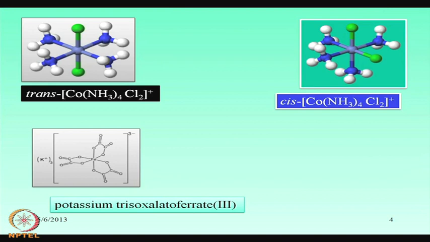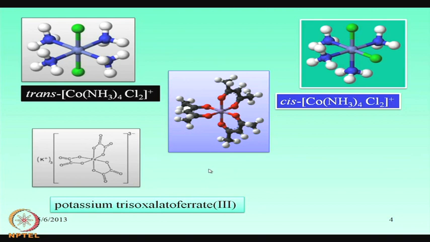So, it is known as potassium tris oxalato ferrate 3, and since this molecule does not have any other second type of donor atom, we do not get the corresponding trans geometry or the cis geometry out of this molecule. Only again a homoleptic situation is occurring there, and the FeO6 coordination sphere is generated through tris binding of the 3 oxalato groups to the ferric iron.